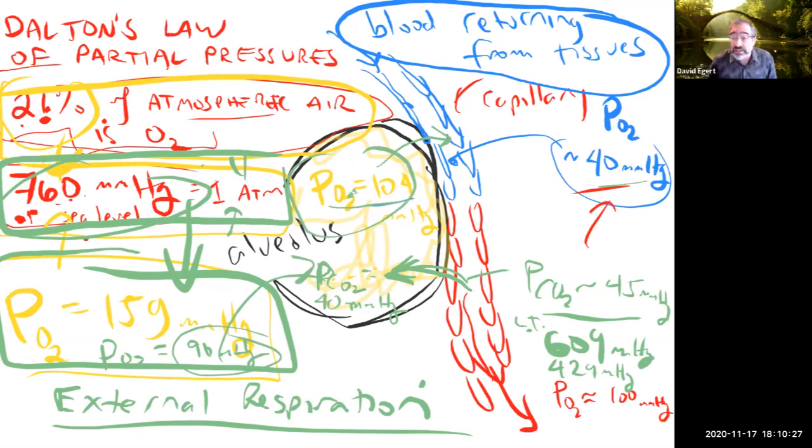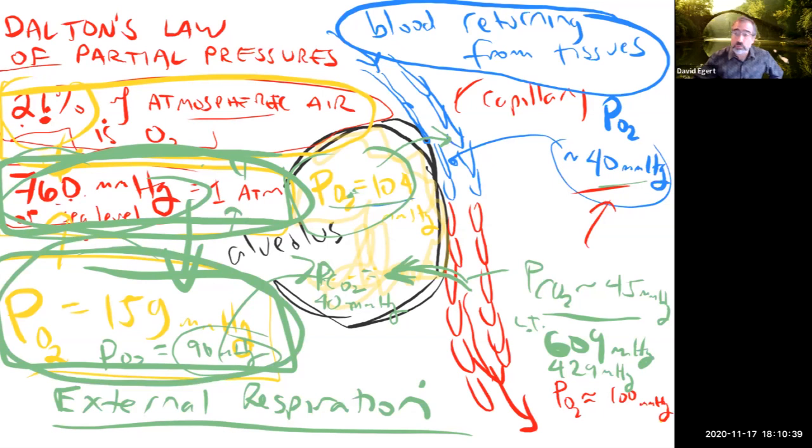So you get an idea of why it gets harder to breathe when you're up at altitude, because the higher you are, the less the air pressure is. The less the air pressure is overall, the less the partial pressure of oxygen is. The less the partial pressure of oxygen is, the less you have driving the movement of oxygen from your lungs, alveoli, into your bloodstream. So does that make sense?